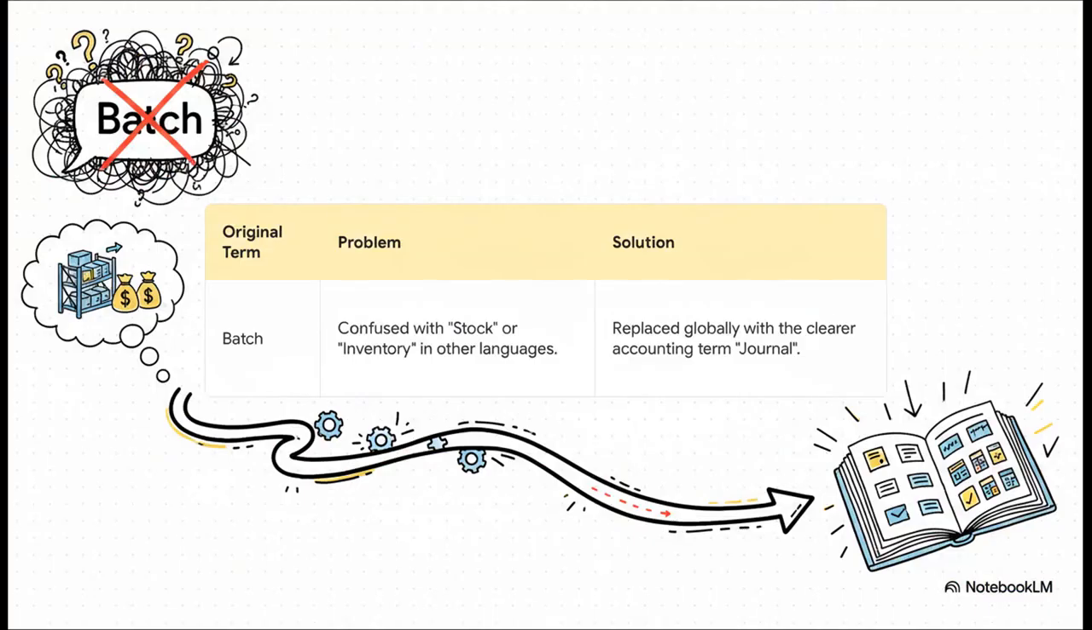So check this out. This is the story of one little word that caused a huge mess. The original software used the word batch. Seems harmless, right? But it turned out the translators kept confusing it with things like an inventory batch. So the solution wasn't just to fix one translation, it was a massive software-wide project to replace the word batch everywhere with the much clearer accounting term journal, all for the sake of clarity.